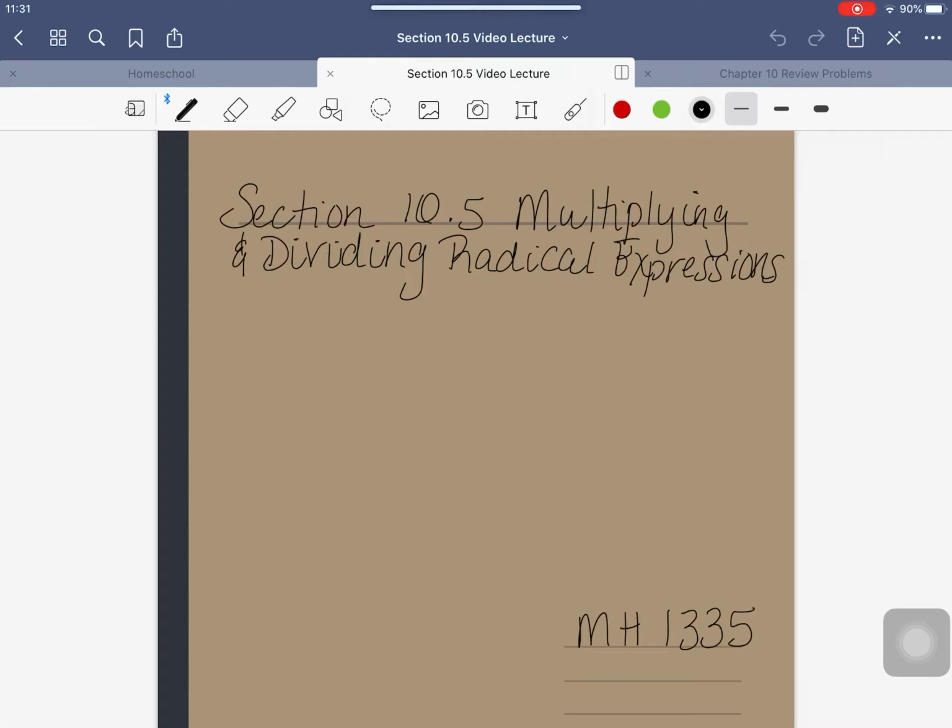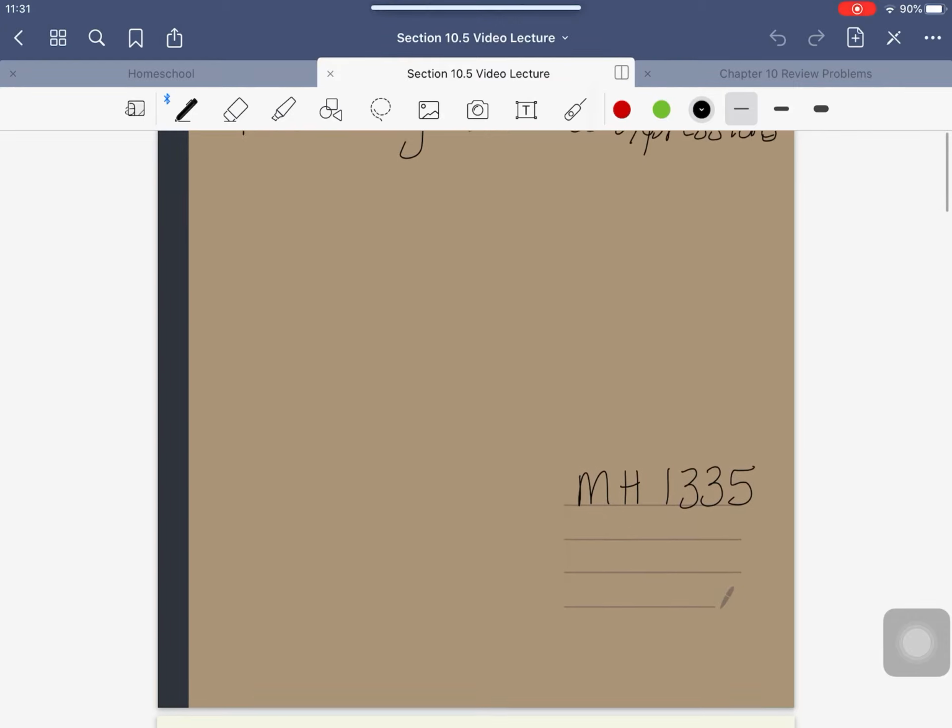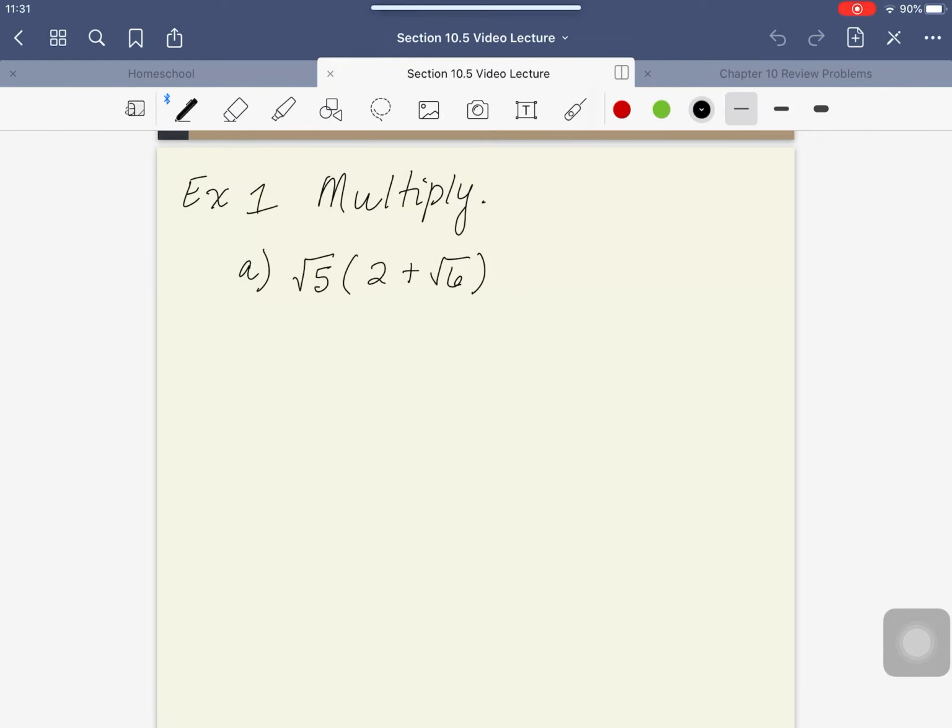All right, this is section 10.5, multiplying and dividing radical expressions. All right, the first example, we want to distribute. So you're going to take the square root of 5 and multiply it by each term.